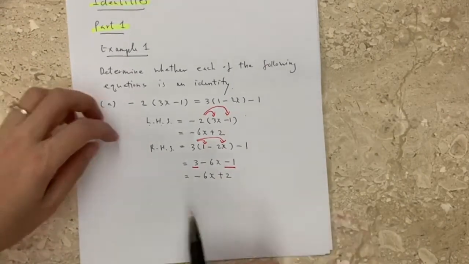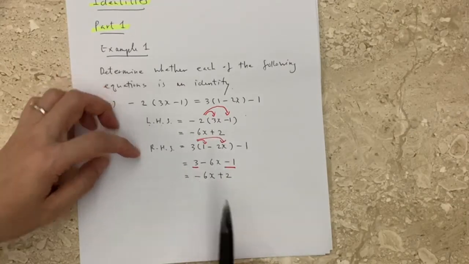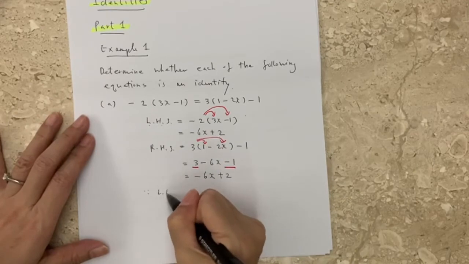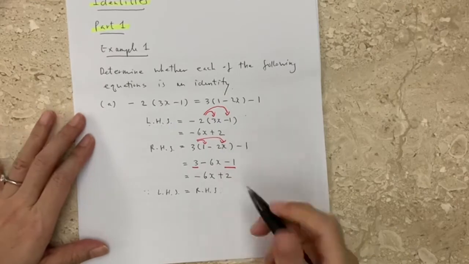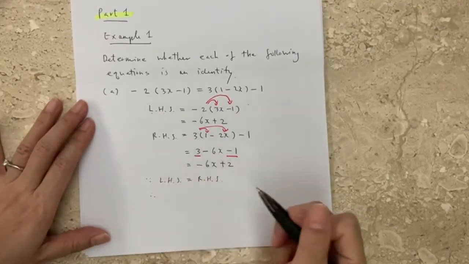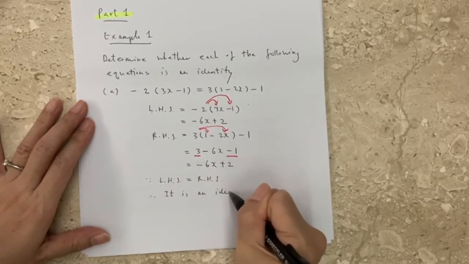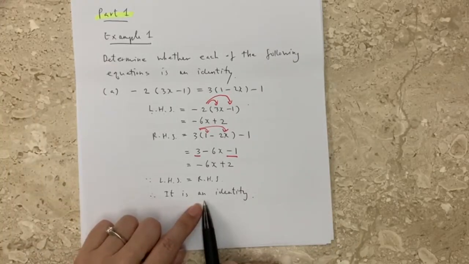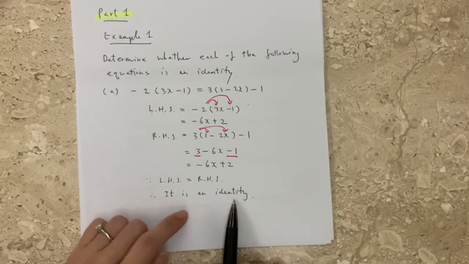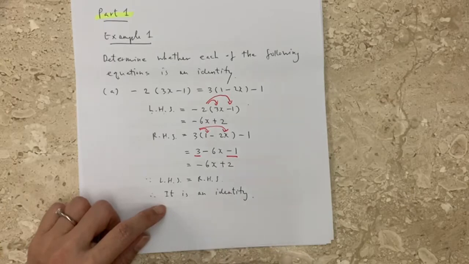Alright, so therefore you can see the left hand side is minus 6x plus 2, and the right hand side is also minus 6x plus 2. Therefore, since the left hand side is the same as the right hand side of the equation, we can conclude that this equation is an identity. This is how we prove whether the equation is an identity or not. If the left hand side is the same as the right hand side, then we say that it is an identity, which means it is exactly the same.